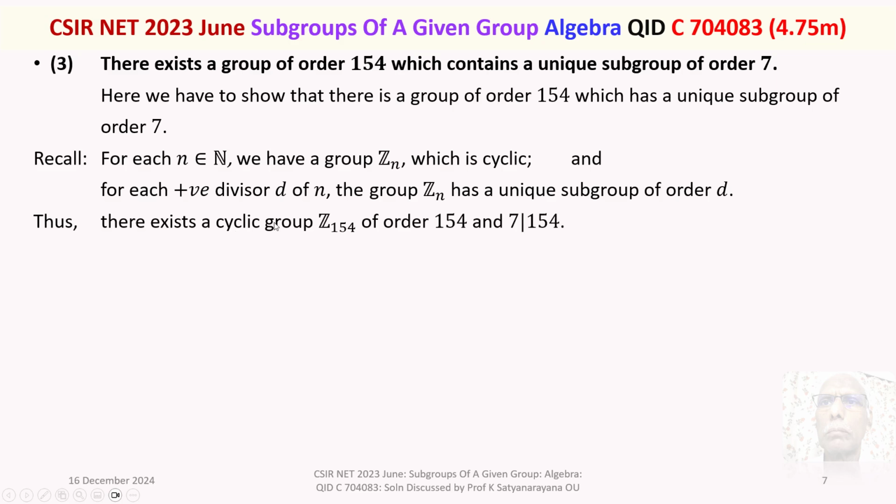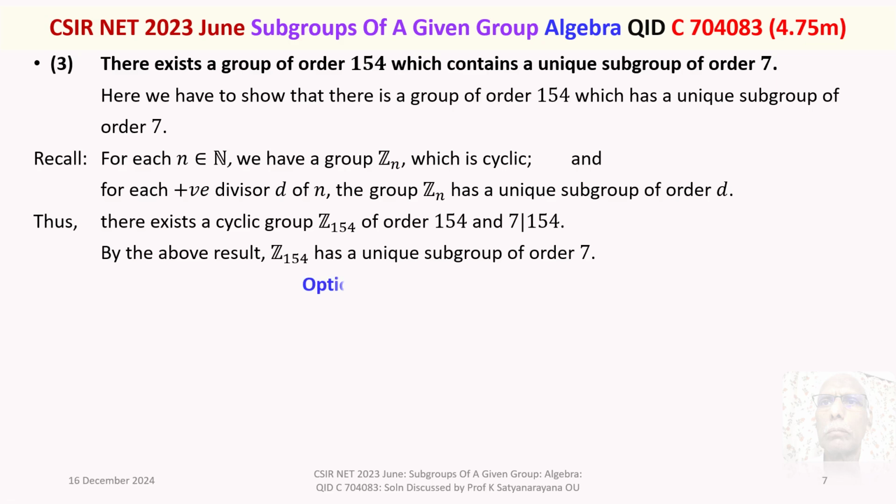cyclic group Z154 of order 154, and 7 divides 154. By the above result, Z154 has a unique subgroup of order 7. Thus, we have proved option 3. So, there exists a group of order 154 which contains a unique subgroup of order 7. That is true. Right. We move to the next option.